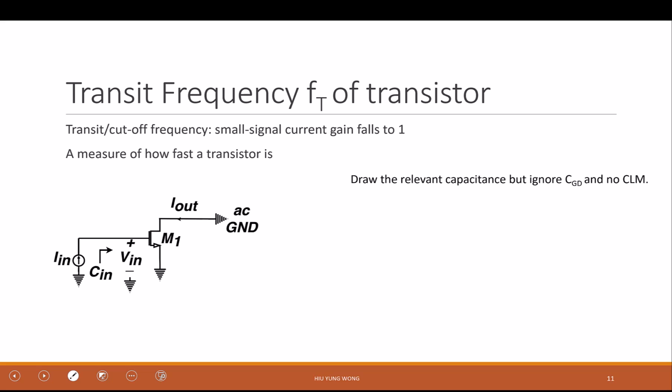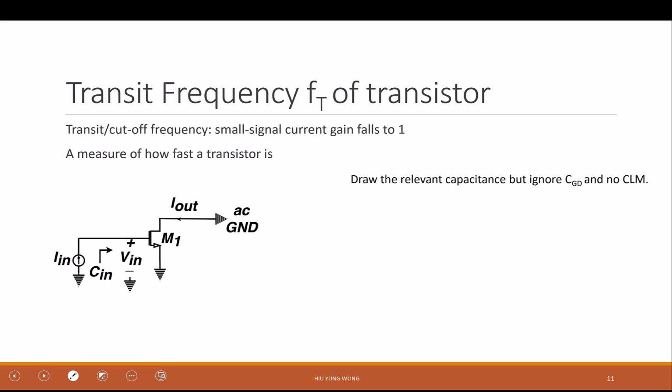Question. You already know two of the possible questions, right? This high frequency and then the pole finding, right? So just study. Now I want to introduce a concept called the transit frequency of a transistor.